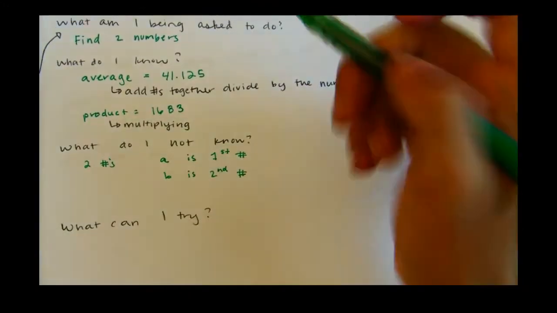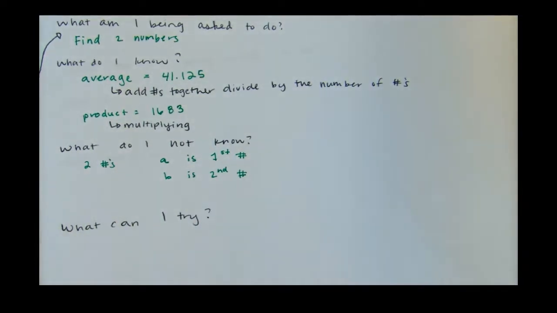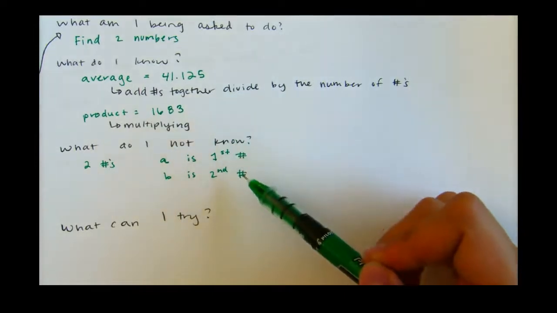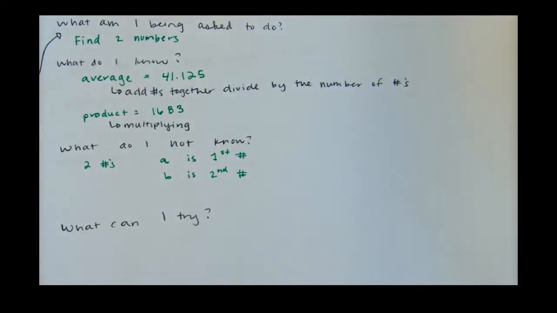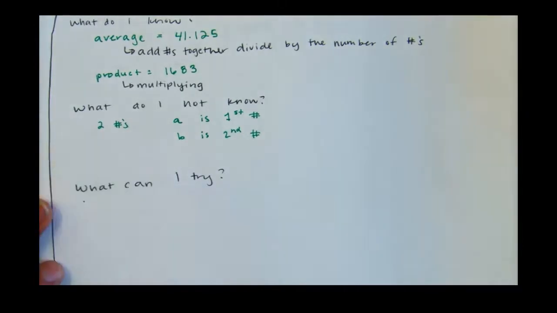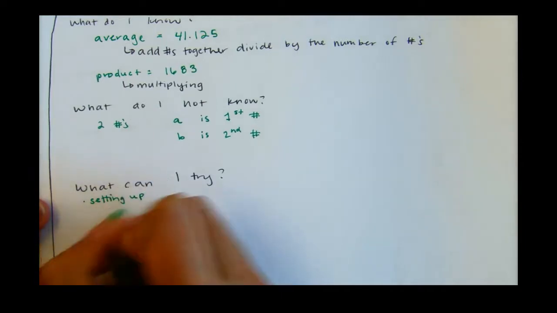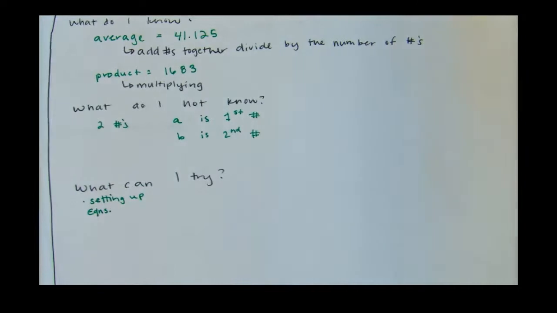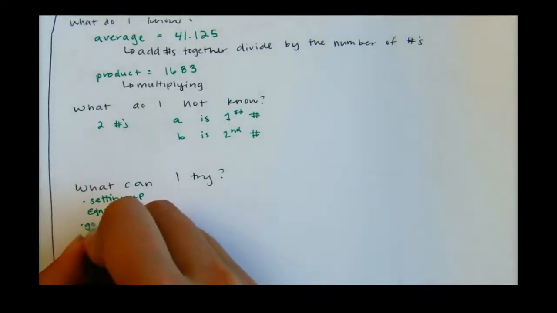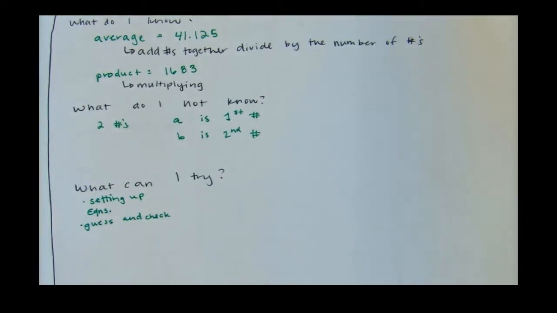So now that we have all of this information up here, I want you to ask yourself, what can I try? How can you apply all of the information that we've gathered to figuring out these two numbers? Go ahead and think. Okay, so you may have thought of a couple of different things that I could try. I can try setting up equations. I could try guess and check to solving these two problems.